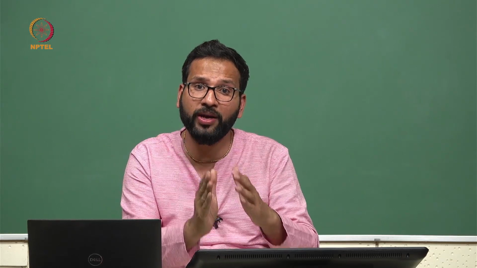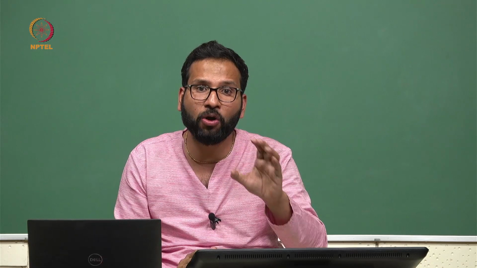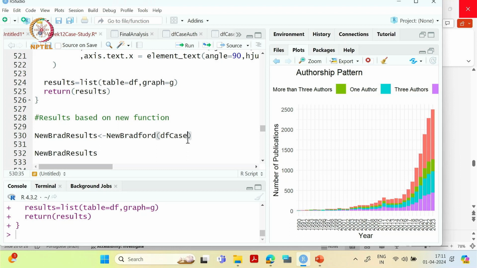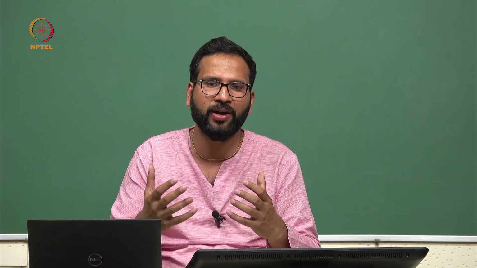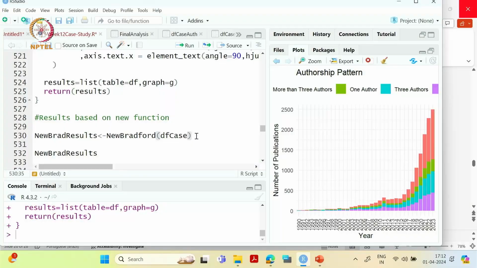Whenever you are working this way, look at the code to see exactly which column names they refer to. They also have a function called convertToDF. Before doing any analysis, you can convert your data frame as per the requirement of the bibliometrix package. But just for your understanding and for exploring new things, you go this way so that you understand how things are going on. So this is my new function, this is my object, and I'll assign the output to new Bradford results.